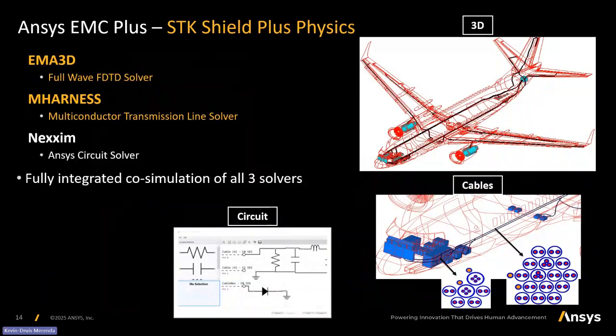So a little bit about the technology in EMC Plus. I've highlighted the physics and the numerical solutions that you will find in STK Shield Plus. So in EMC Plus, we start from a very complex 3D CAD geometry where we have detailed information about the materials, about the thickness of the bodies, so we can capture composite materials, we can capture metallic, and so on. And then we also model the source of the electromagnetics.